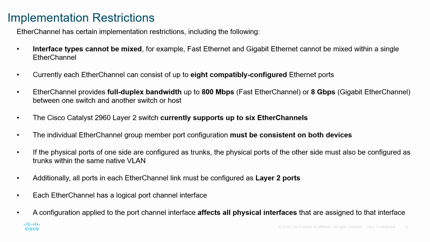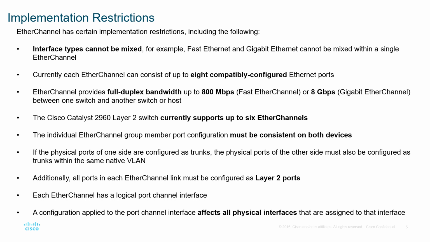It has certain implementation restrictions, however. Your interface types cannot be mixed. So for example, Fast Ethernet and Gigabit Ethernet cannot be mixed within a single EtherChannel. Currently, each EtherChannel can consist of up to 8 compatibly configured Ethernet ports. EtherChannel provides full duplex bandwidth, so that's up to 800 megabits with Fast EtherChannel, or 8 gigabits with Gigabit EtherChannel, between one switch and another switch or host. Your Catalyst 2960 Layer 2 switch currently supports up to 6.